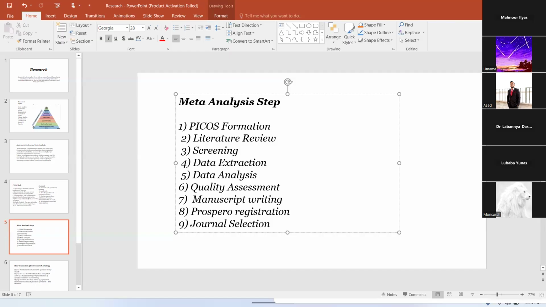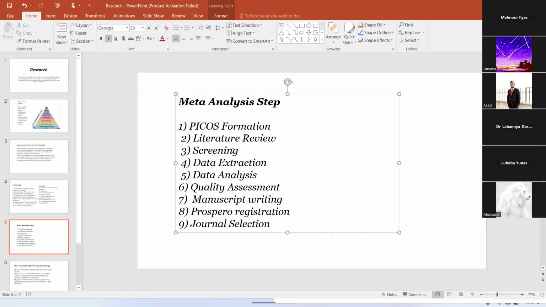According to the Cochrane rule, we have to take articles from at least 3 databases. Now the articles may be in thousands, they may be in hundreds. Then we have to screen those articles. We have to select those articles which are exactly according to our PICO, right?